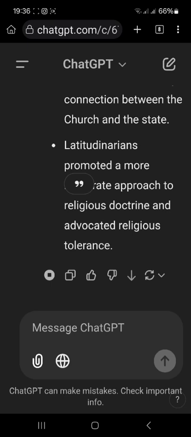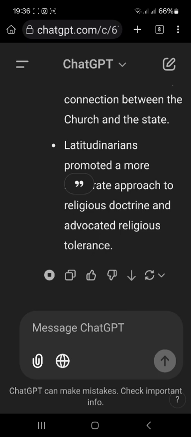Some non-jurors played a significant role in opposing the revolution and supporting the exiled James II. 2. High churchmen. Anglicans who held traditional high church views, emphasizing episcopal authority, the supremacy of bishops, and Anglican practices, initially supported James II, but some later switched allegiance. High churchmen were divided in their support for James II, and some played a role in resisting the revolution.